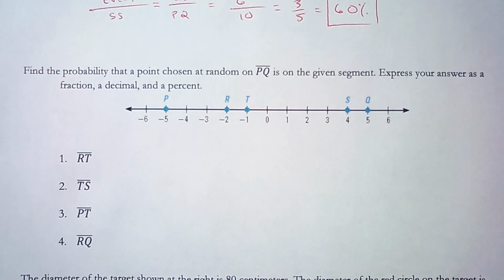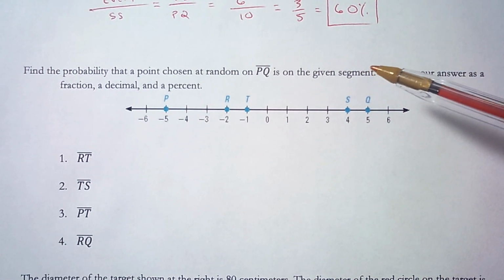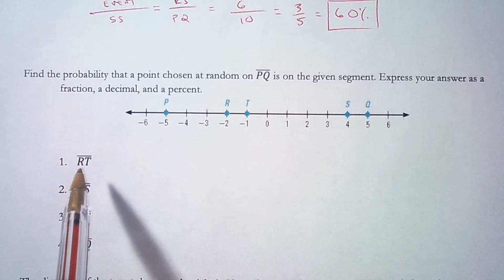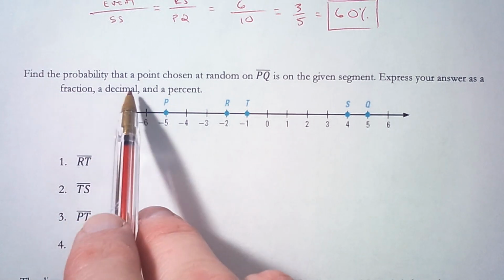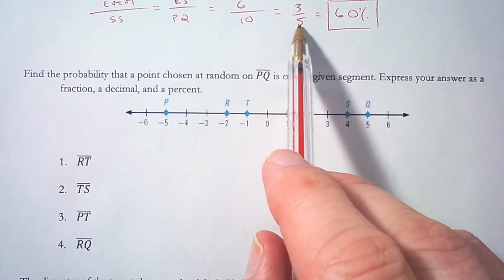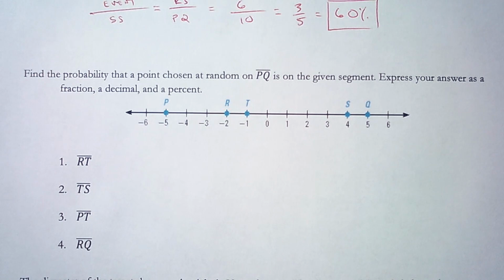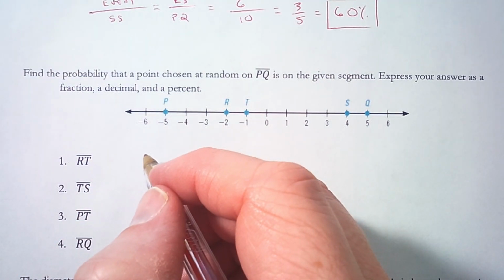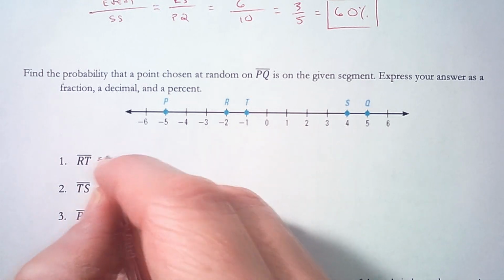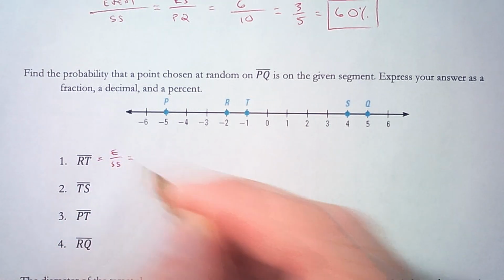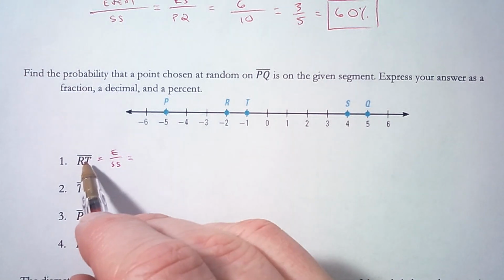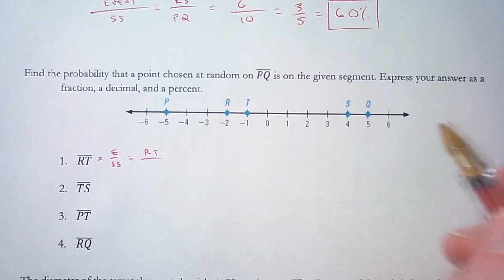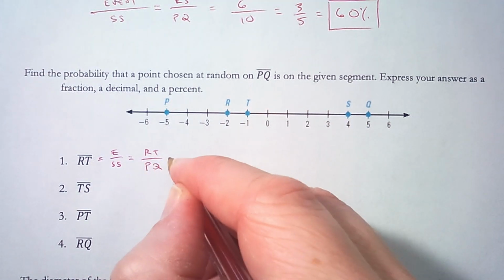Find the probability that a point chosen at random on segment PQ is on the given segment. Express your answer as a fraction, decimal, and percent. Now up here we did fraction and percent. We're going to include a decimal here. So we need an event over a sample space. In this case, the event is segment RT, so the length of segment RT over the length of segment PQ.